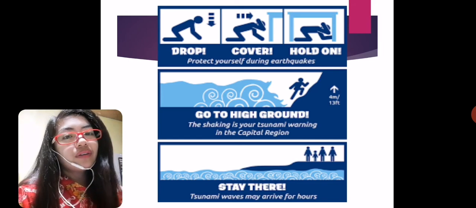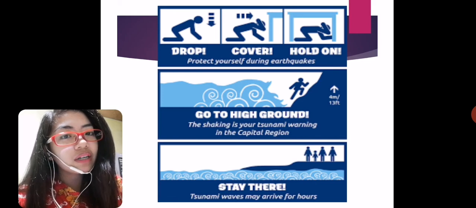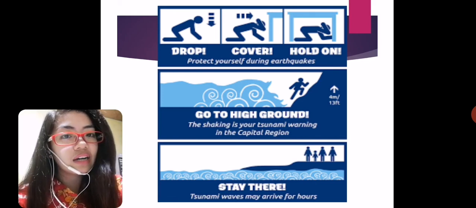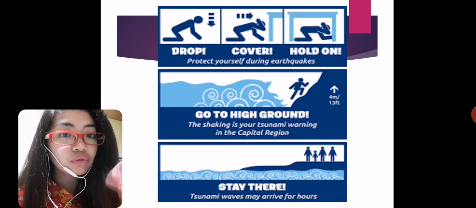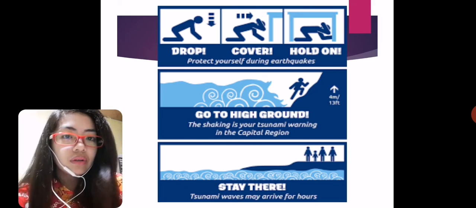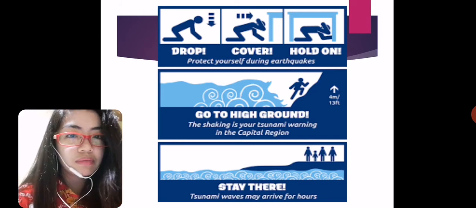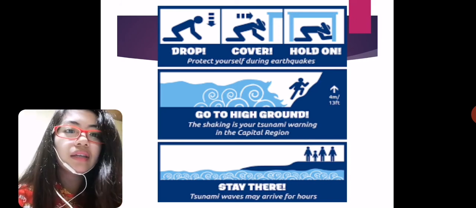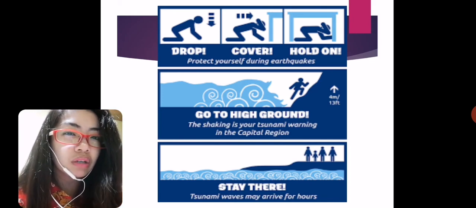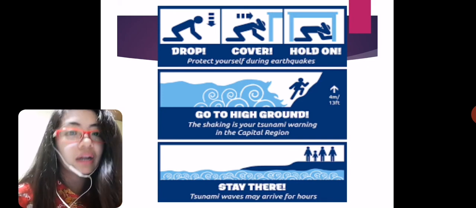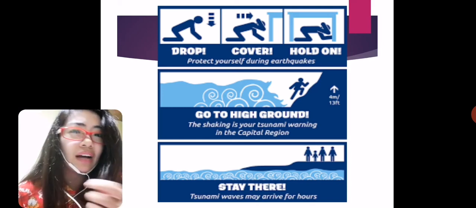So, go to high ground if ever there is a warning. When warned of a possible tsunami, because there was an earthquake or you noticed that the water at the sea is receding, we need to leave, you need to go to higher ground. Then stay there, tsunami waves may arrive for hours. So when you notice the water receding from the sea, do not be happy, because that is a warning that it is gathering waves.